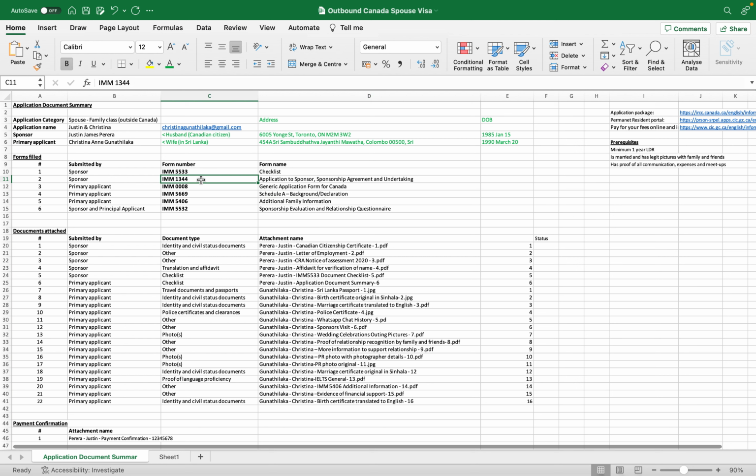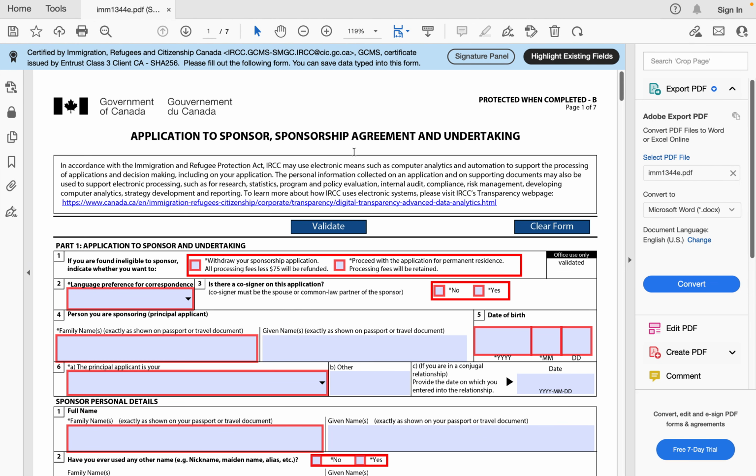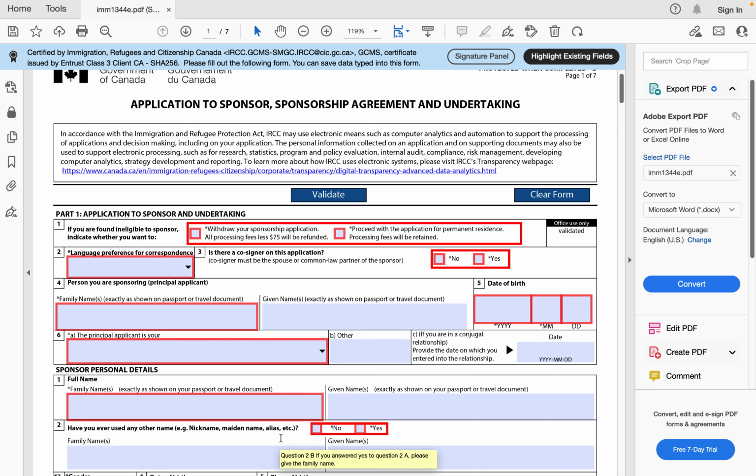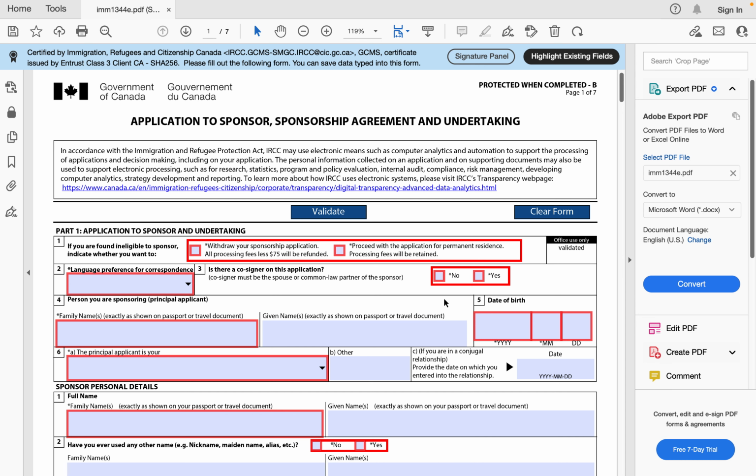Form number 1344, which is primarily filled by the sponsor. So when you go here, it simply highlights the relevant fields. As always, make sure you read and understand every single sentence in this form. Also note that in case you do not understand anything, simply Google search it. There are a lot of people out there who have probably asked the exact same questions and they have got answers. So let's start filling this one.